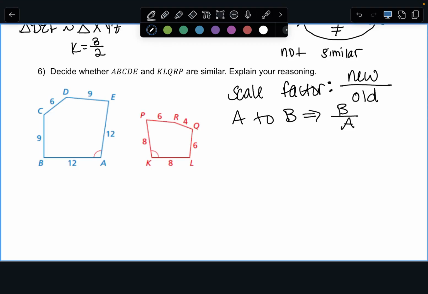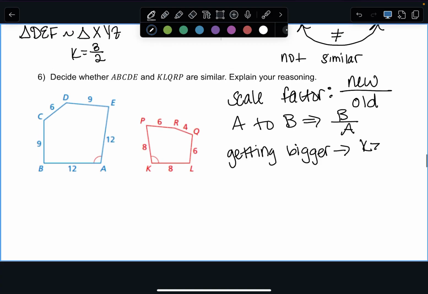Which also means if our shape is getting bigger, our scale factor should be big. To go from a small thing to a big thing, we need to multiply by something big. It should be bigger than 1. We need to get bigger. And if our shape is getting smaller, our scale factor is less than 1. It's a fraction. We get smaller. Okay? So we're going to use that to see if these two polygons are similar.